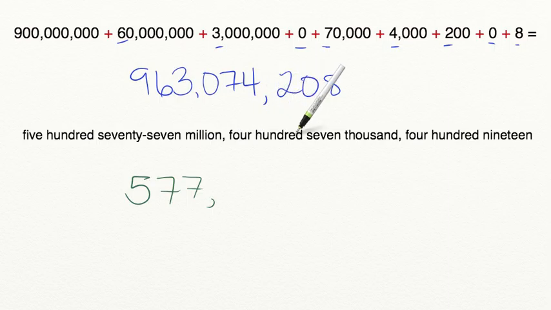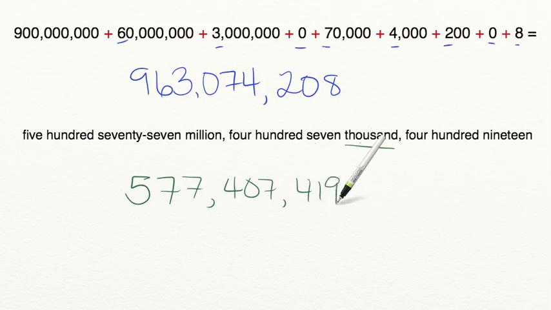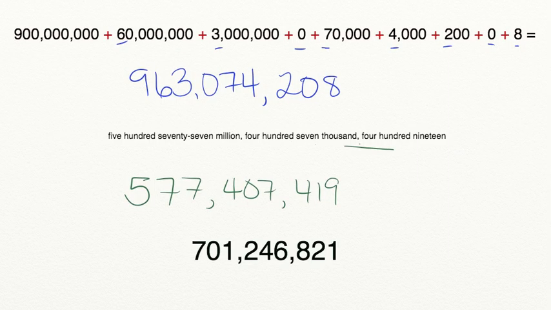And now we can move to the thousands place. So we have 407,000. So I'm going to put a 4 in the 100,000s place. And we're going to write 407,000. And remember, when we say 1,000, that's going to be our comma. And then we're going to finish with 419. So I'm going to write out 419. And now we have written 577,407,419. Let's try one last practice problem together.